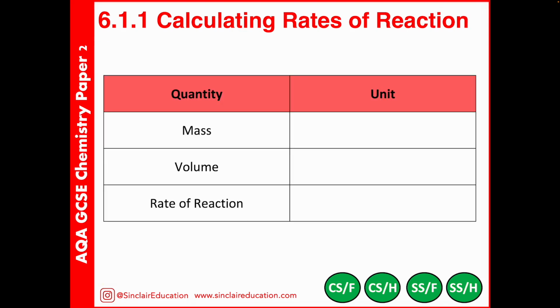Be aware there's plenty of opportunities in this chemistry exam for unit conversions. So as a reminder, mass can typically be measured in grams or kilograms. Volume can be measured in centimetres cubed or decimetres cubed. But in this case, rate of reaction can be a measure of grams per second or centimetres cubed per second. You could even have, if it was a very fast reaction, kilograms per second. But in terms of a lab experiment, you're going to find this either in grams per second or centimetres cubed per second.